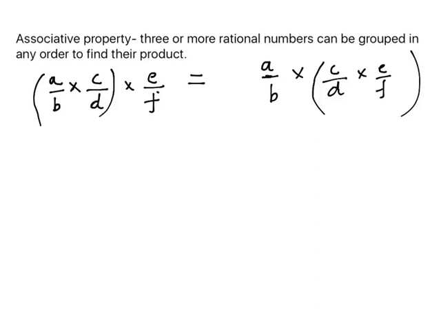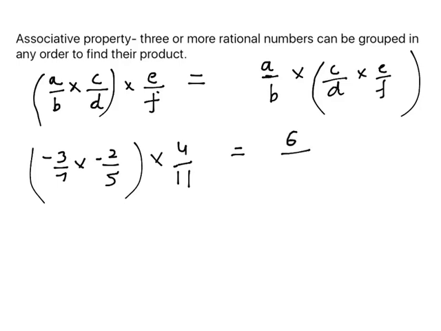Suppose we have minus 3 by 7 and we are multiplying it with 2 by 5, and the third rational number is 4 by 11. So here we have three rational numbers. First we group 3 by 7 and 2 by 5. We will first solve the numbers inside the bracket. Minus 3 times minus 2 will give us positive 6, and 7 times 5 will be 35. Now we will multiply it with 4 by 11. It will give us 24 by 385.